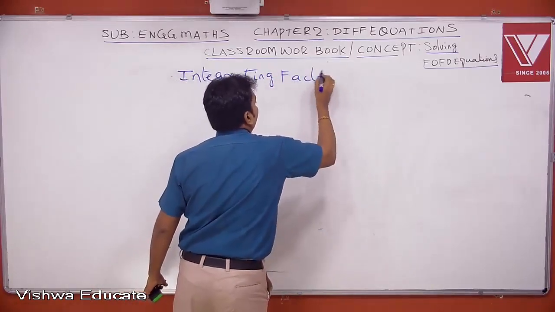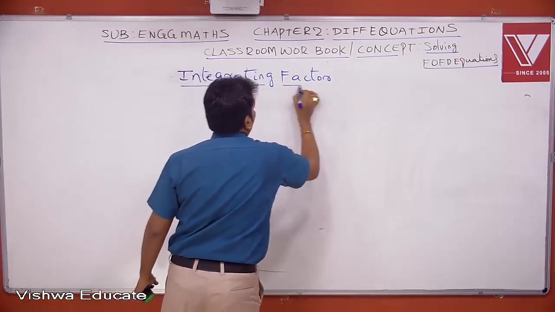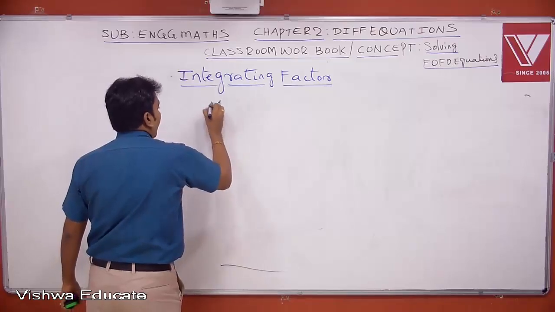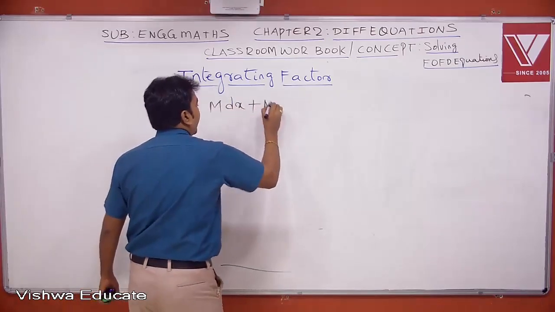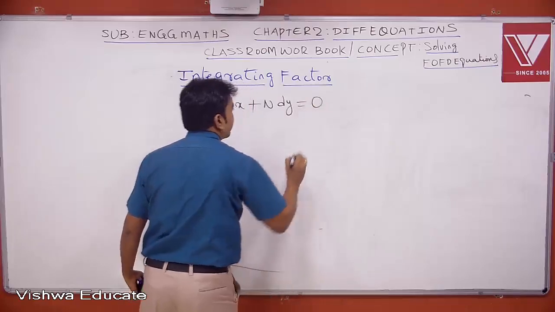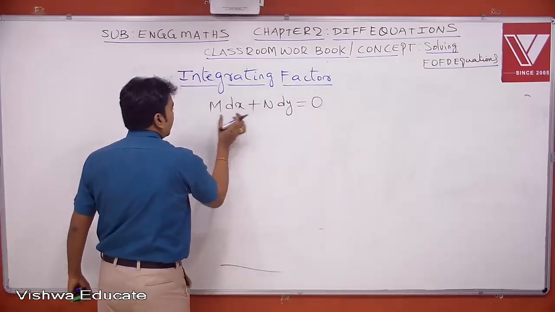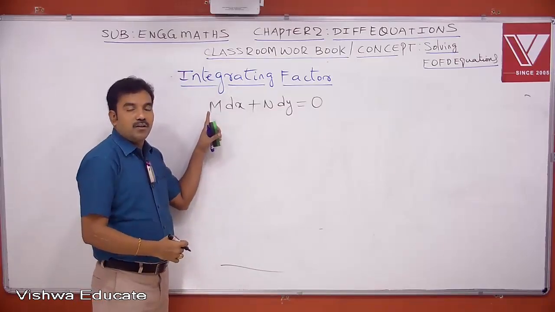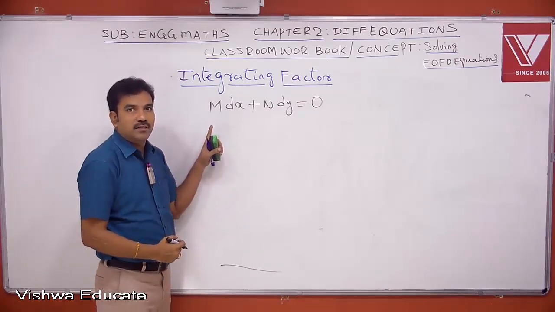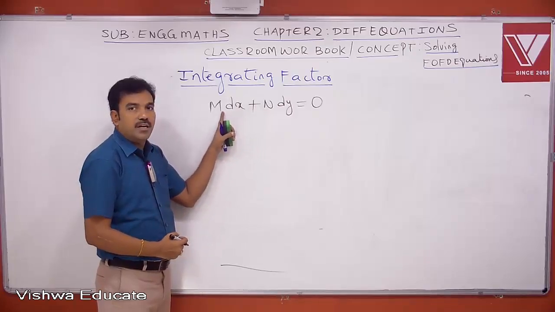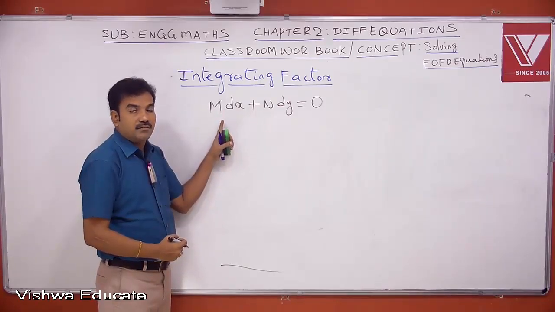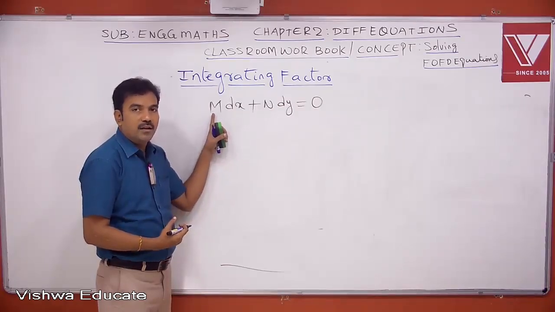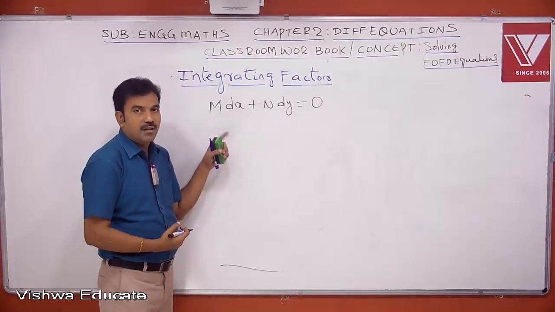Integrating factor. Let us see what it is. Suppose we have an equation M dx plus N dy equal to 0. If it is an exact equation, then getting the solution of this equation is very simple for us. What is my task? Solving first order and first degree equations. If it is in the form M dx plus N dy equal to 0 and it is exact, then the general solution is very simple: integral M dx with y as constant plus integral of N dy, the terms free of x, equal to c.